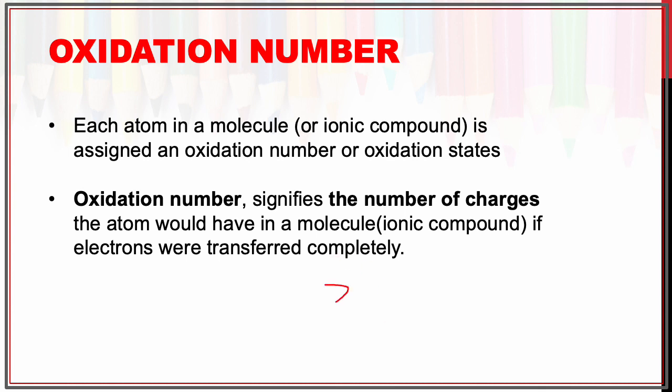I give an example here, zinc chloride. This zinc chloride has oxidation numbers: the zinc has an oxidation number, and the chlorine also has an oxidation number. You need to know the oxidation number for this zinc and this chloride, and then you need to follow some rules for the oxidation number.